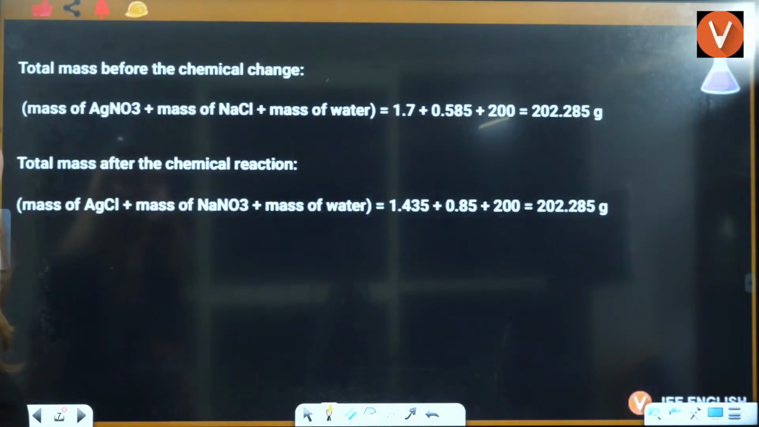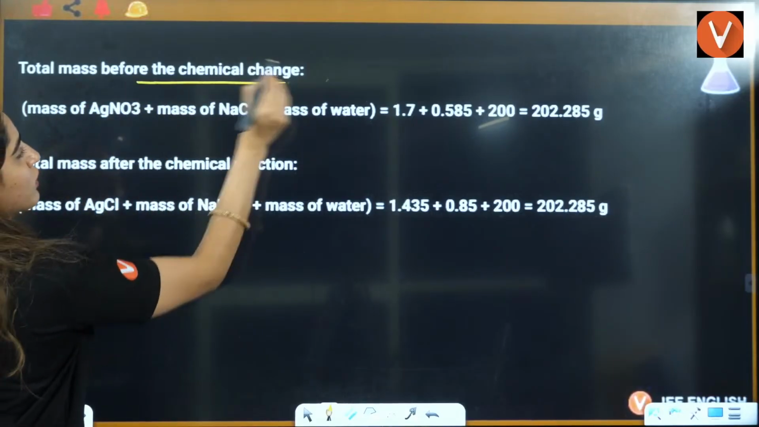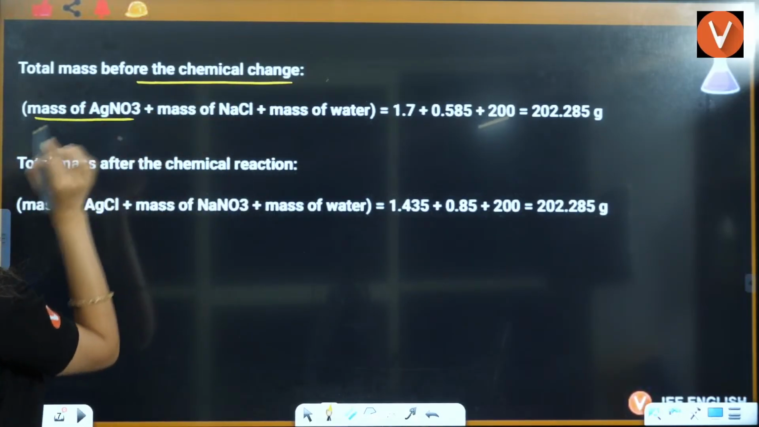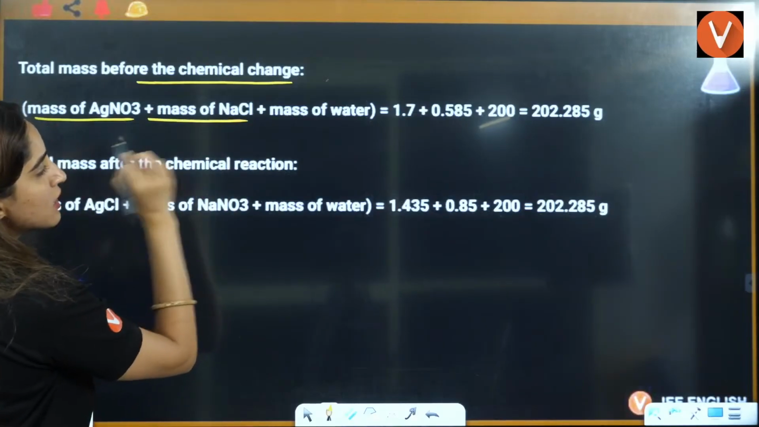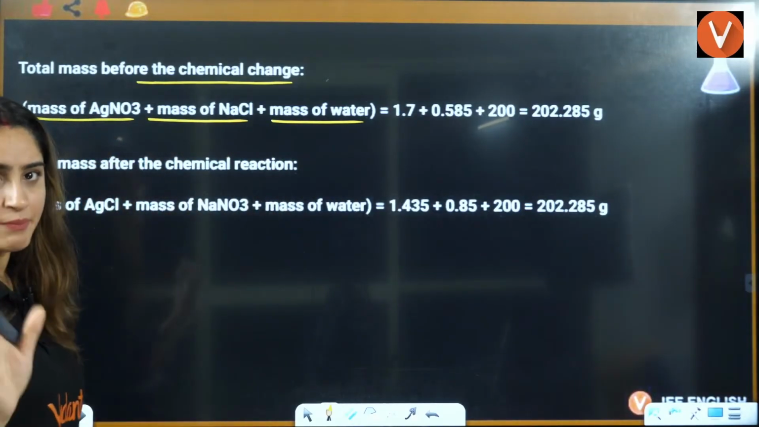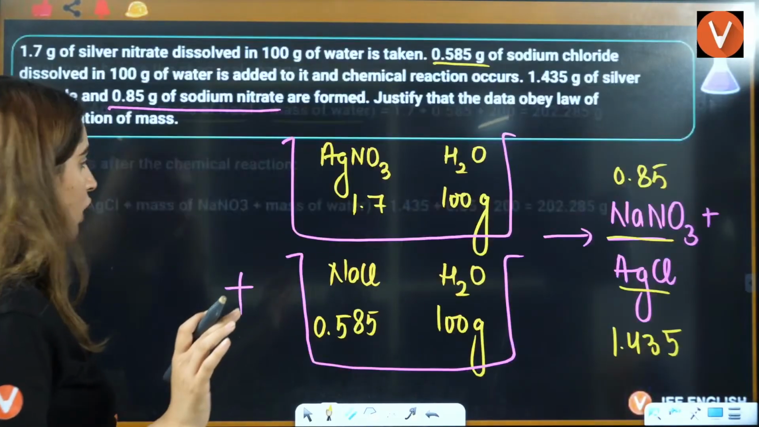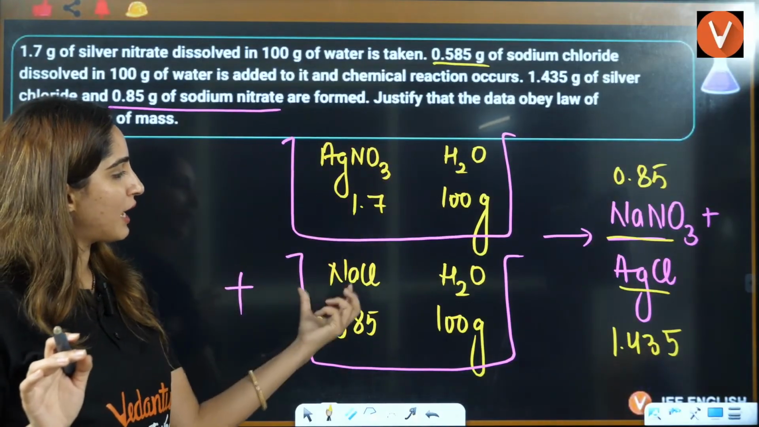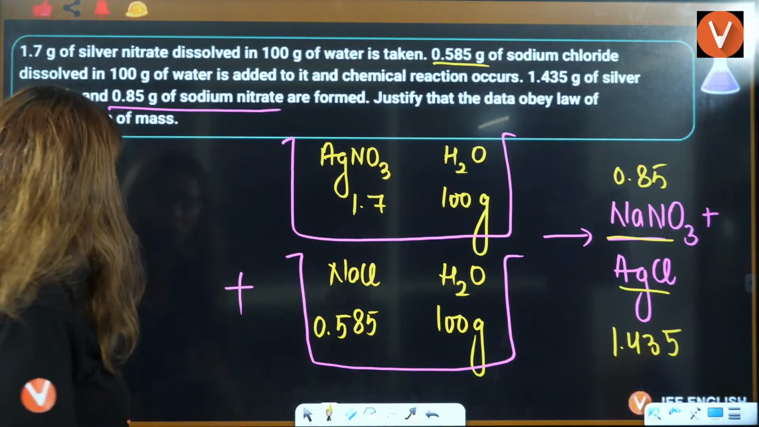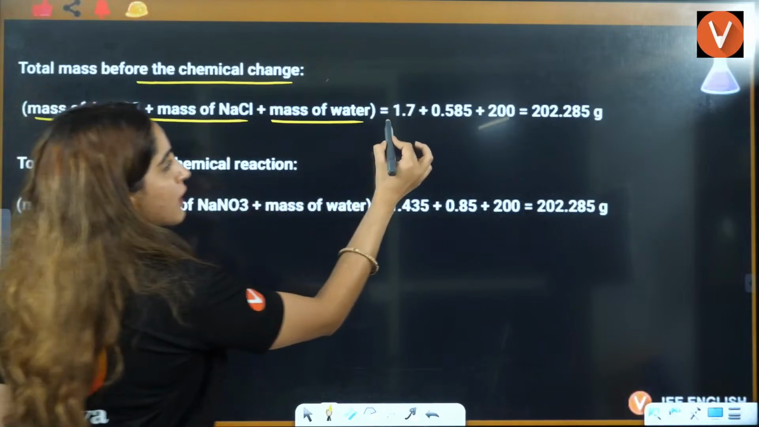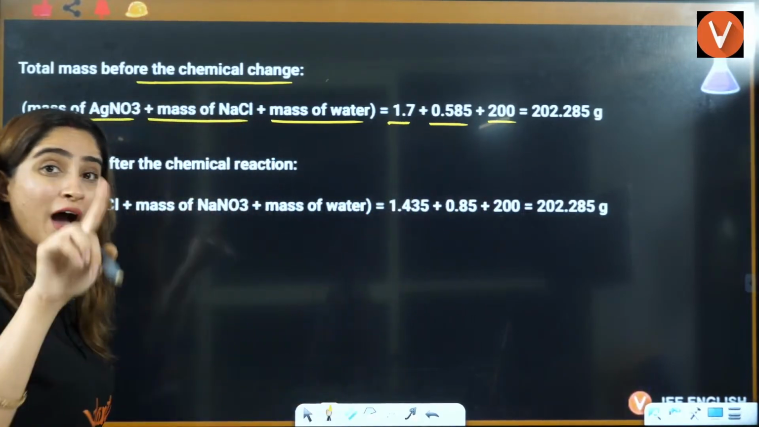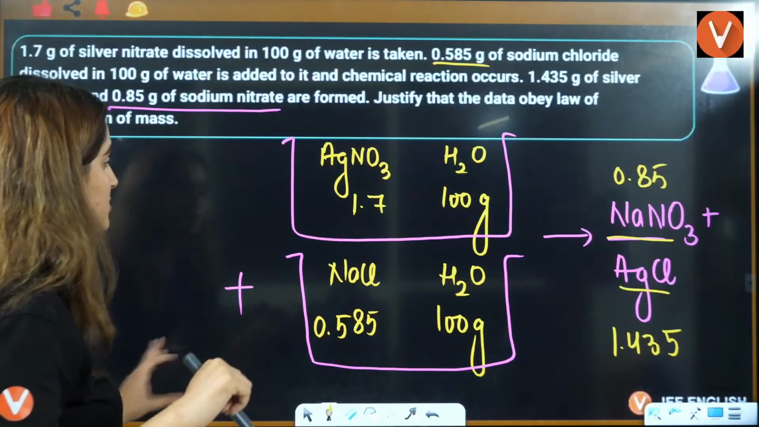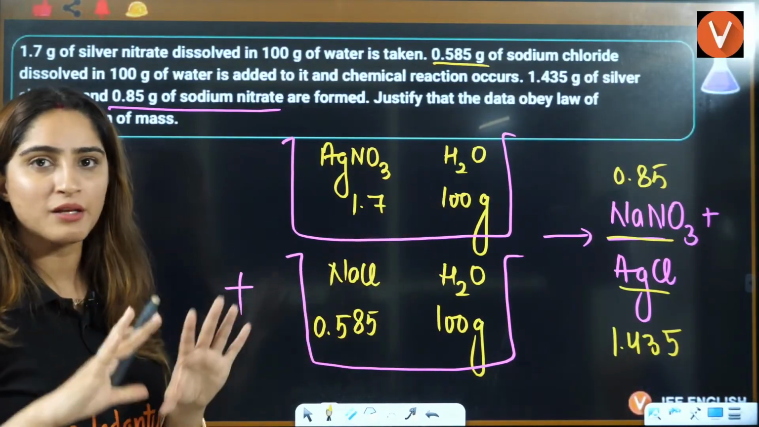So what we will do is, total mass before the chemical change will be equal to mass of AgNO3, mass of NaCl plus mass of water, because water was also there. What we have here is AgNO3, water, NaCl. So we'll add all the masses here, 1.7, this plus 200. Now, why did you add 200 here? Because this was 100, this was 100, which together make 200.